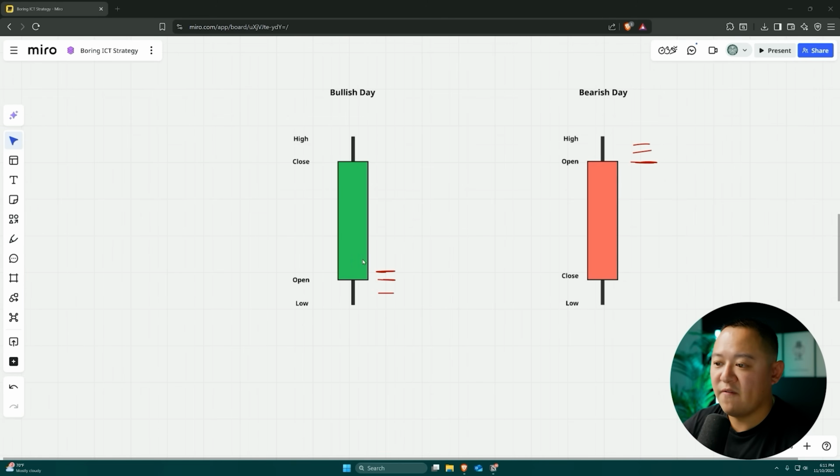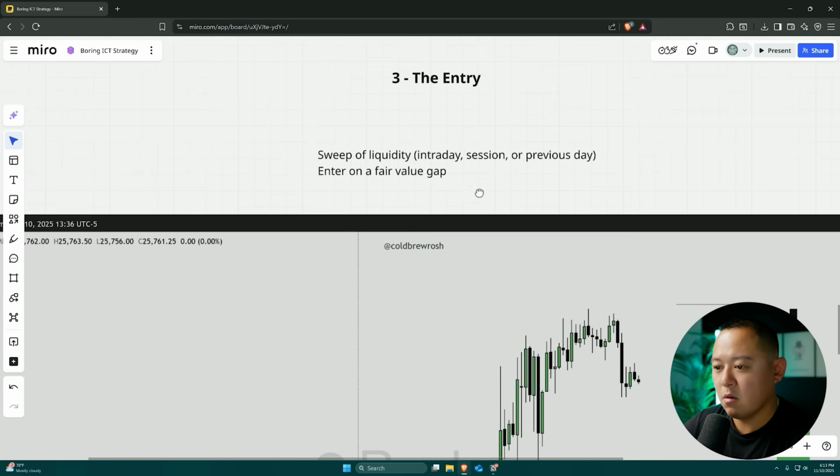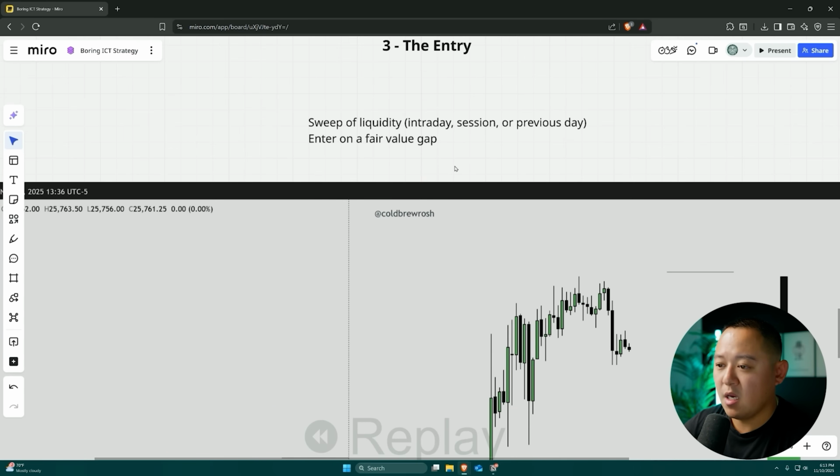All right, so now you know how to find out which way the market's going and how to avoid fakeouts, but how do we actually make money and find the best trades? Now this brings us to step 3, placing the trade. So for the entry, we're trying to keep things as simple as possible. We're looking for a sweep of liquidity that might be an intraday high or low, session high or low, or previous day high or low. And then we're just going to enter on a fair value gap with the expectation that the daily candle is going to close higher or lower.